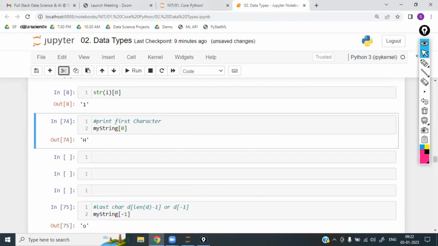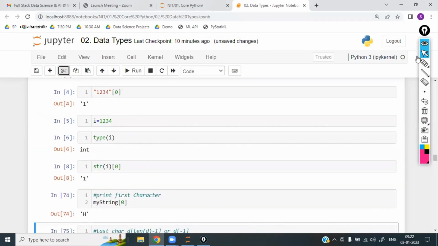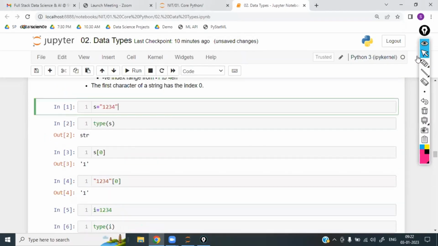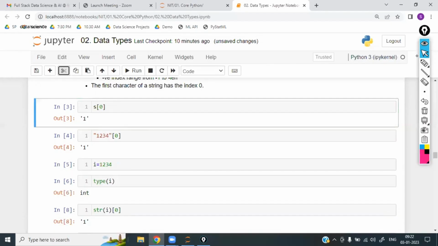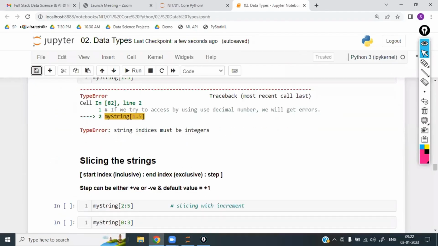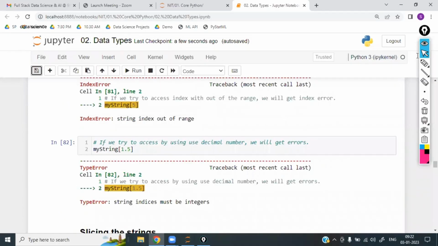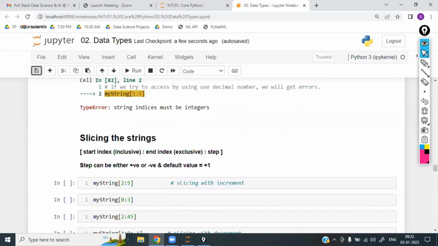So whereas string indexing is with respect to accessing a single value, if you want to access multiple values, we are going to use the slicing operation. Here, indexing gives only one value; only one value will be extracted, whereas slicing can extract multiple values.